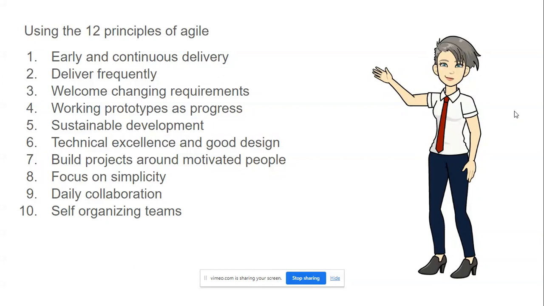Daily collaboration. Number 10 is self-organizing team. This is important. You don't want to have a team that you are always organizing. They should have foreknowledge of what to do and always do it promptly before you come there, right?